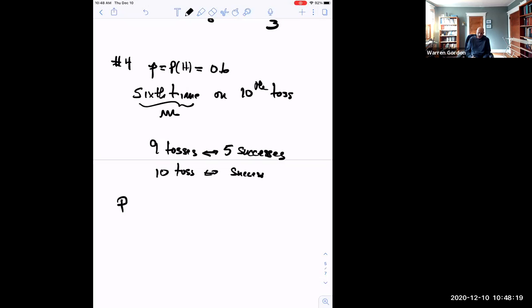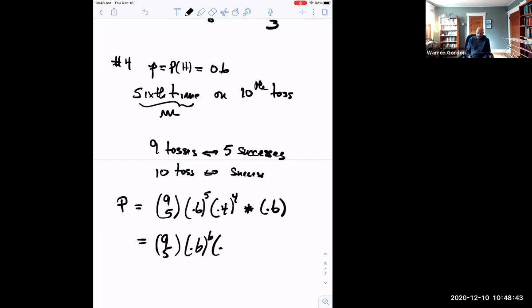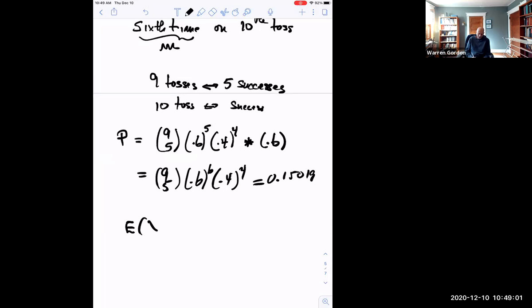So the probability that we want, well, that's easy. Look at the first 9 tosses. We want 5 successes. That's a straightforward binomial. And on the 10th toss, we want to get a success, and that probability is 0.6. So this just turns out to be 9 choose 5, 0.6 to the 6, 0.4 to the 4. And I believe if you work this out, this turns out to be 0.15019 or something like that. And of course, the expected value was just m over p, which is 6 over 0.6, which is 10.